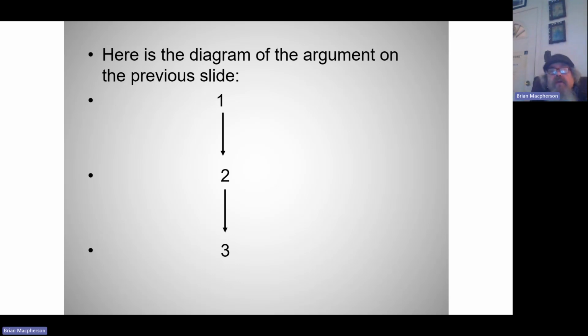So notice that in this diagram, statement 2 functions as both a conclusion in the subsidiary argument, but it also functions as a premise in the additional argument, right? So the question is, how many arguments are present? And in this case, we would say that there are two conclusions, 2 and 3. And therefore, there are two arguments present, right? Because we have two conclusions, number 2 and number 3.